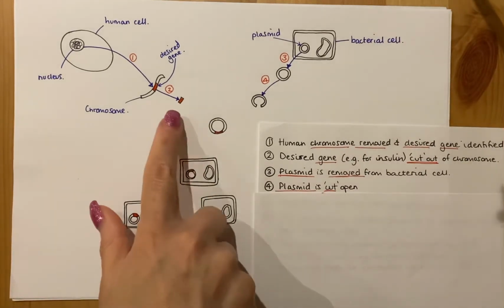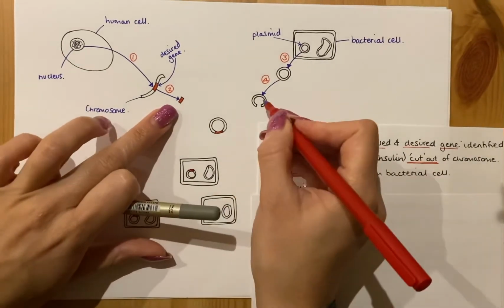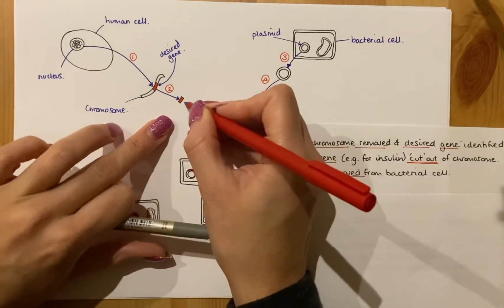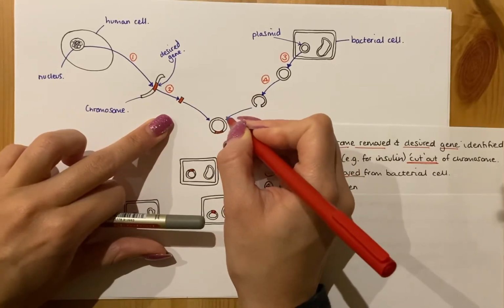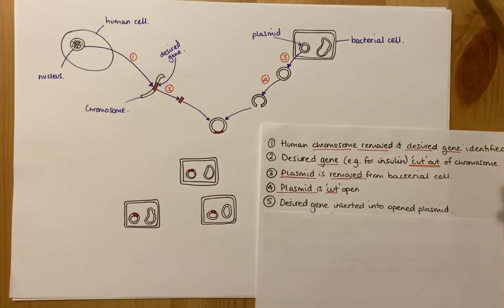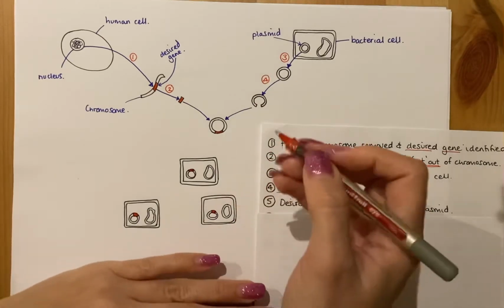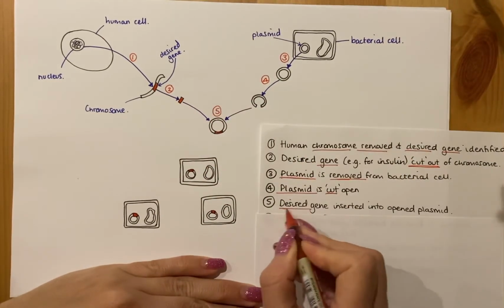If you look at the next point here, this gene and this plasmid have then been combined together. What's happened is we have taken that desired gene and we have inserted it into that plasmid that we have cut open. So this here is stage 5.